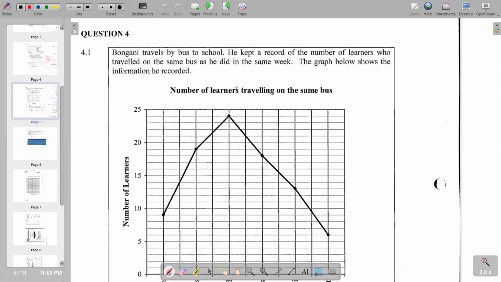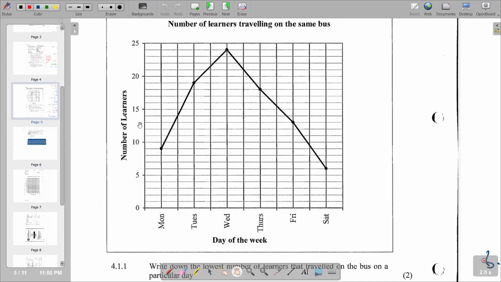So our question 4 reads, Bongani travels by bus to school. He kept a record of the number of learners who traveled on the same bus as he did in the same week. The graph below shows the information he recorded. So we've got the number of learners traveling on the same bus. We are given a graph, whereby on the vertical axis we've got the number of learners, and on the horizontal axis we've got the day of the week. So this is the graph that we have.